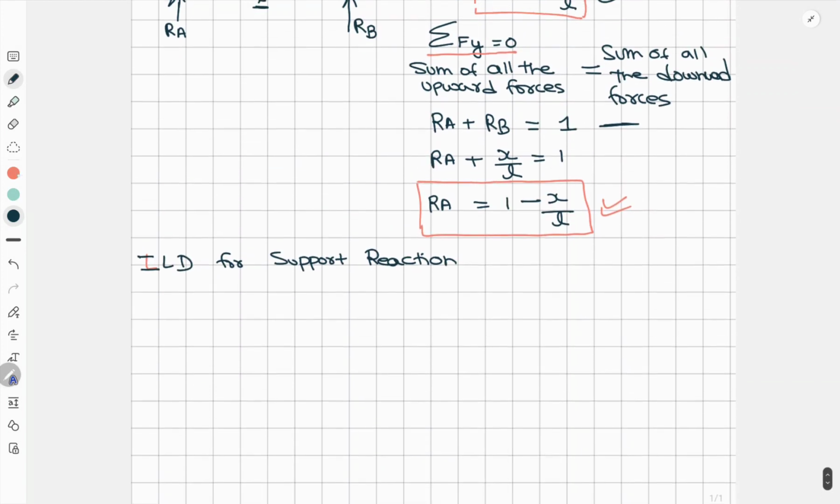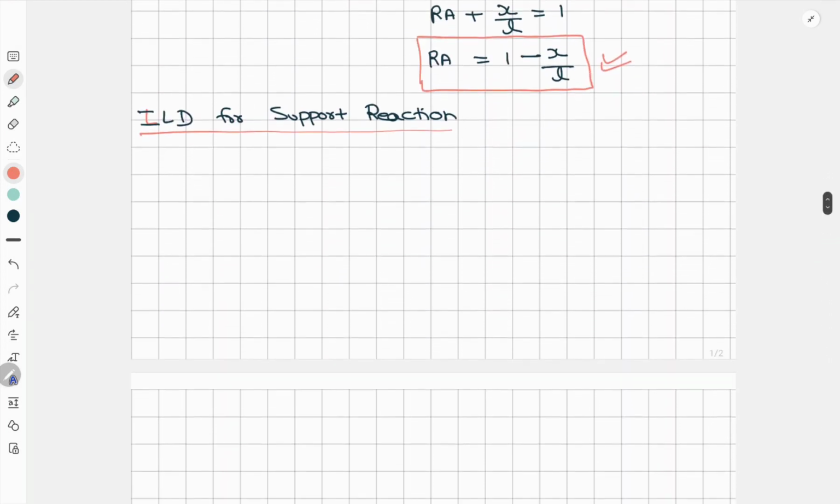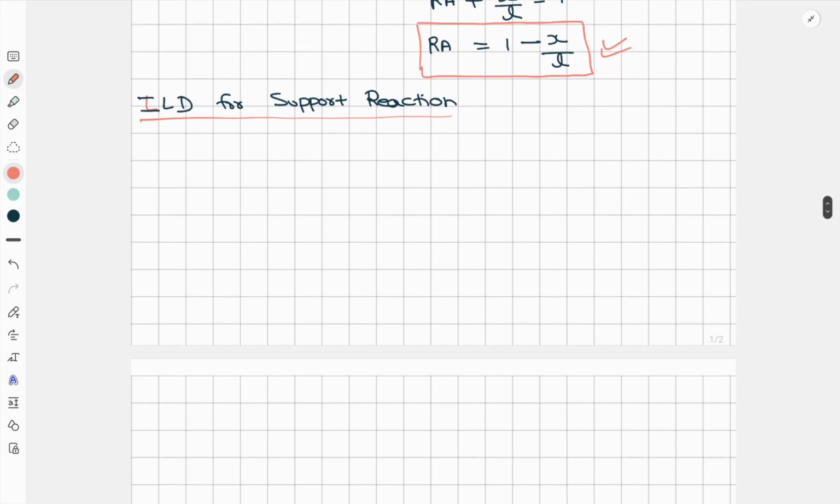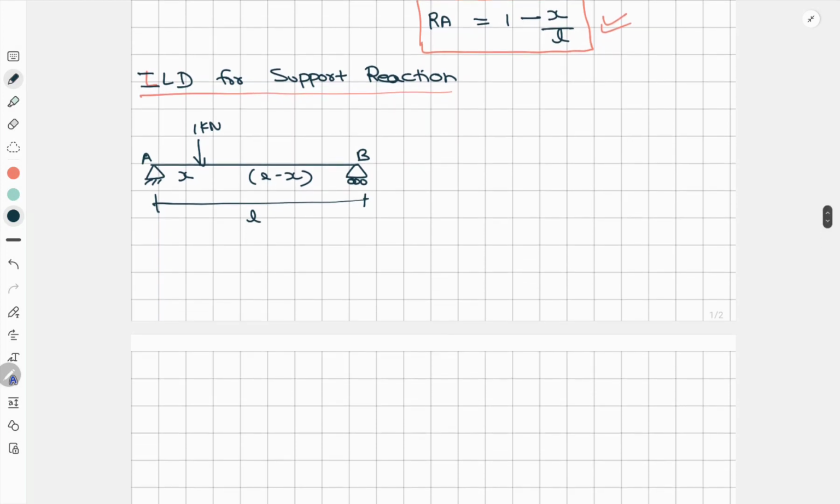Okay, so here I'll draw the diagram. It was like this, and here one hinge, and here is roller, and 1.5 kilonewton, X, and the whole distance is L. It was L minus X, right? A and B. Now ILD for support reaction, we have to find the boundary condition now.